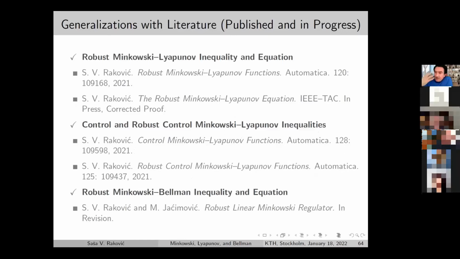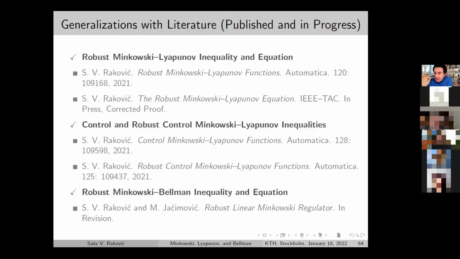Now I've given you the basis. The true power of these notions comes from actually looking at more complicated or robust problems. So in particular, you can extend this to the cases of switching systems or linear discrete inclusion. So you can develop the notions of robust Minkowski-Lyapunov functions and the robust Minkowski-Lyapunov equation. You can actually move these notions to the control cases. So you can do the control Minkowski-Lyapunov case, and you can do the robust control Minkowski-Lyapunov case.